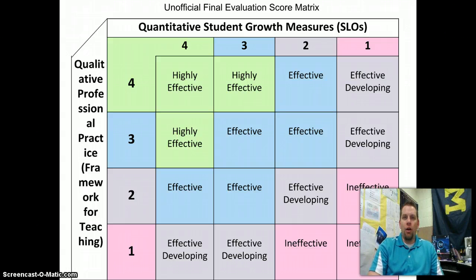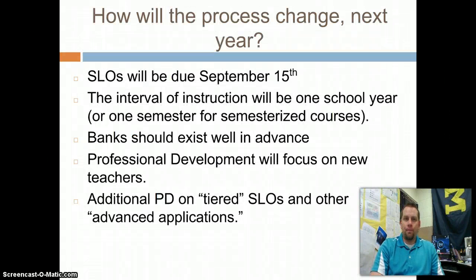This is an unofficial final evaluation rubric. So if for your quantitative piece you get a 4 and your qualitative piece you get a 4, then you will get a highly effective, just to kind of give you an idea. If you're a 3 and a 3, you get effective. If you're 3 and 4, then you get effective. You guys can read that. If you have any questions about this, feel free to come see me and I'll help you out with that. And again, this is an unofficial final evaluation score matrix.